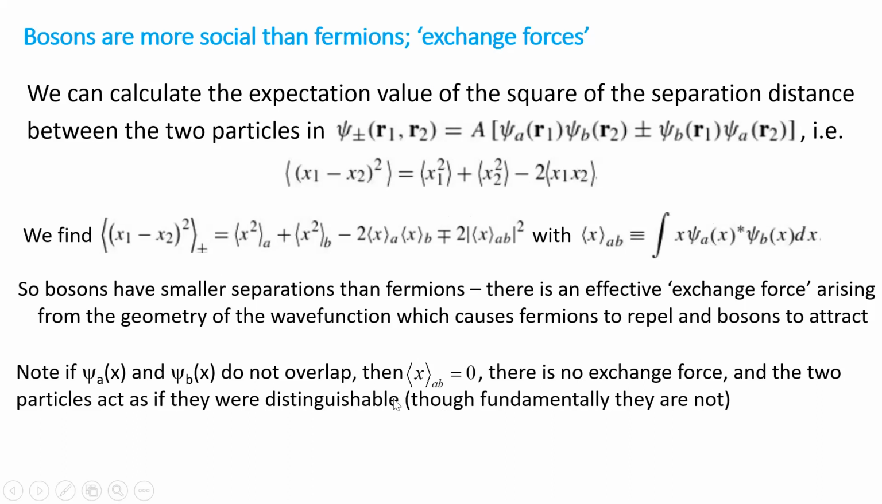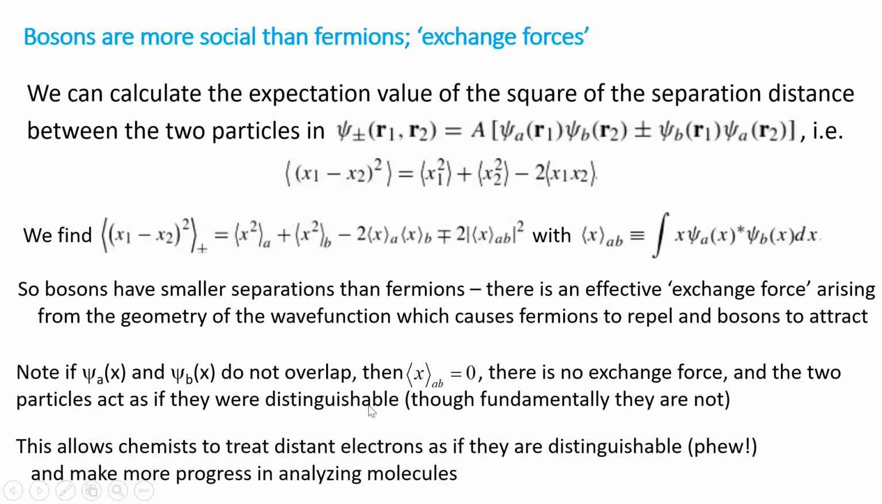So in quantum mechanics, all particles are either bosons or fermions. But if two electrons, let's say, are separated enough so that the overlap of their two wave functions is 0, we can act as if they were distinguishable. So luckily, this allows chemists to treat distant electrons as if they were distinguishable. And this allows them to make a lot more progress in analyzing molecules.